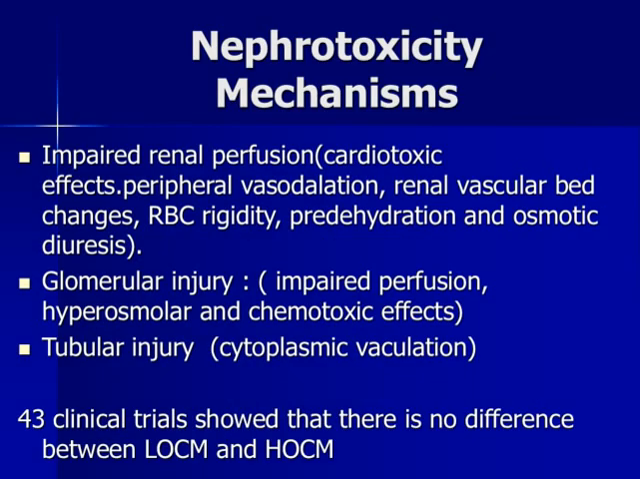So the mechanism is usually impaired renal perfusion, which can be due to cardiotoxic effect, peripheral vasodilatation, renal vascular bed changes, RBC rigidity, dehydration, and osmotic diuresis. Also, the contrast medium might cause glomerular injury due to impaired perfusion and hyperosmolar and chemotoxic effect. And as we said, all contrast media that are used nowadays are hyperosmolar. The low osmolar and the hyperosmolar contrast media, both of them are hyperosmolar.